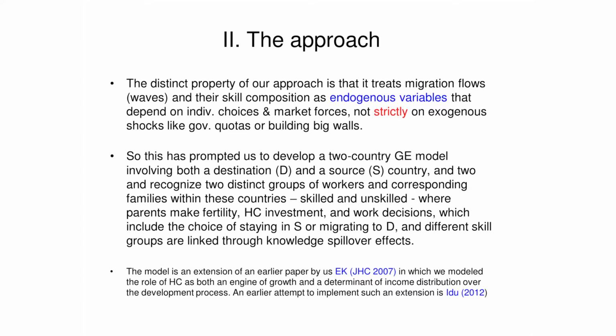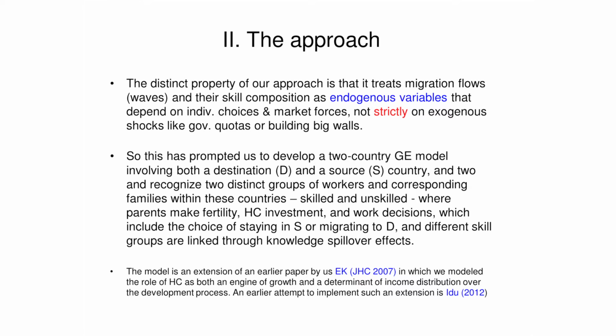It doesn't work because it ignores the causal factors that are involved in immigration, why it exists in the first place. So by assuming that immigration is an endogenous variable, we are immediately saddled by a couple of things that we need to take into account. We have to have a two-country model. We can't have a single country model that involves both a destination country, we call D, and a source country, we call S.